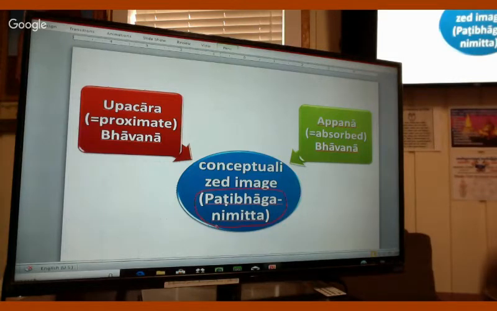We conceptualize everything. Reality is no conceptualizing. But you know the Pali, Patibhaga Nimitta. This is what we do. For Vipassana, we don't say it like this. Mostly we use it here for samatha only.